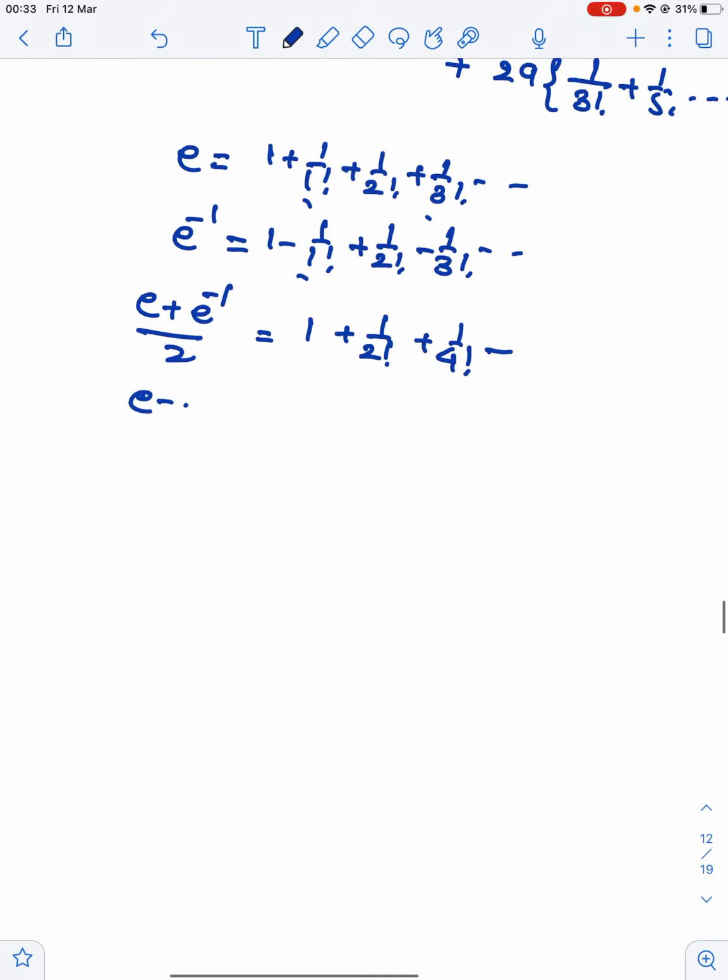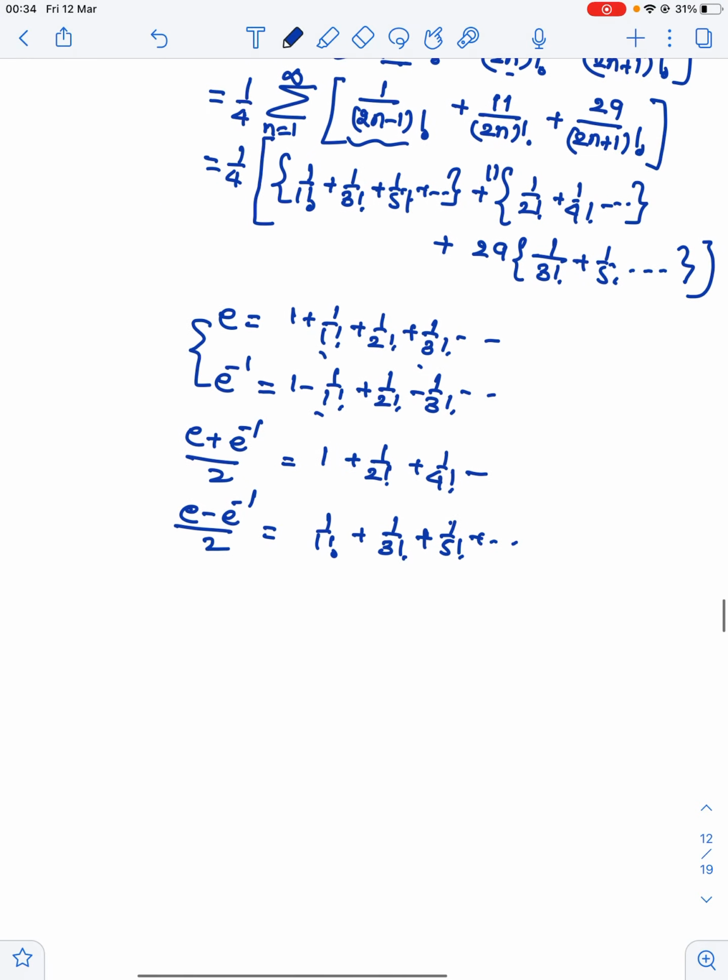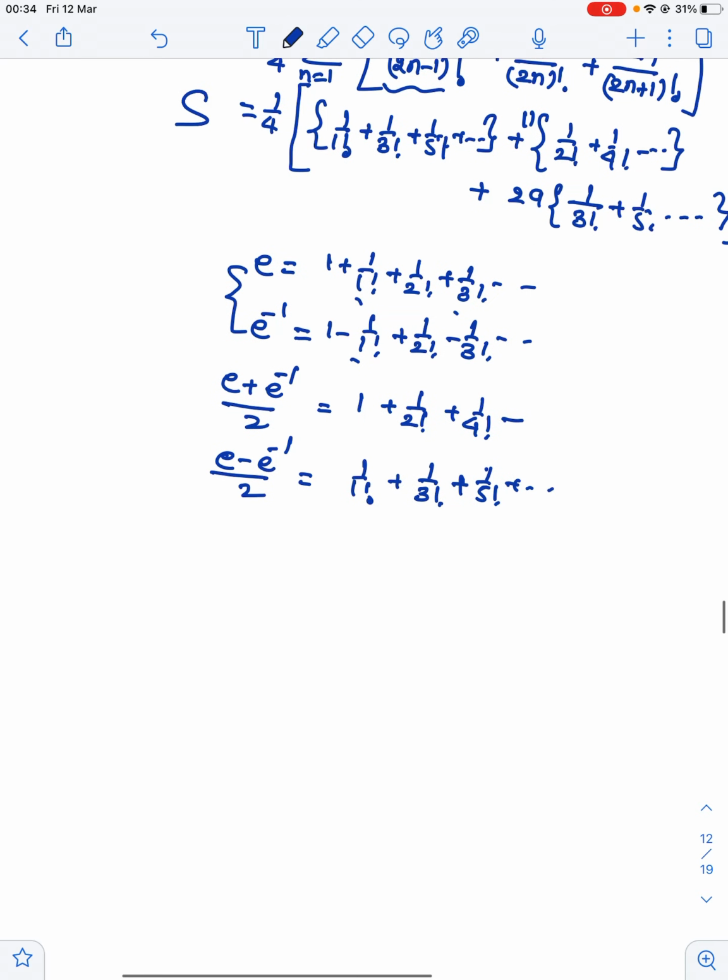Similarly, if we use e minus e to the power minus 1 by 2, that means the subtraction of these two, the even factorial terms cancel. So this becomes 1 upon 1 factorial plus 1 upon 3 factorial plus 1 upon 5 factorial, and so on. So now write this s in terms of these two only.